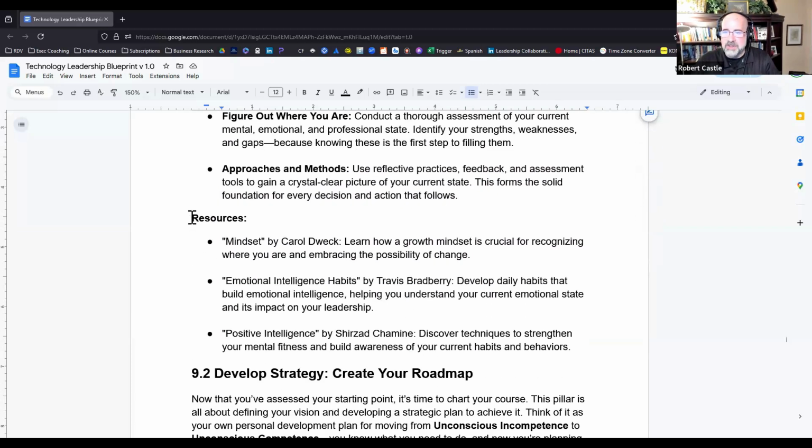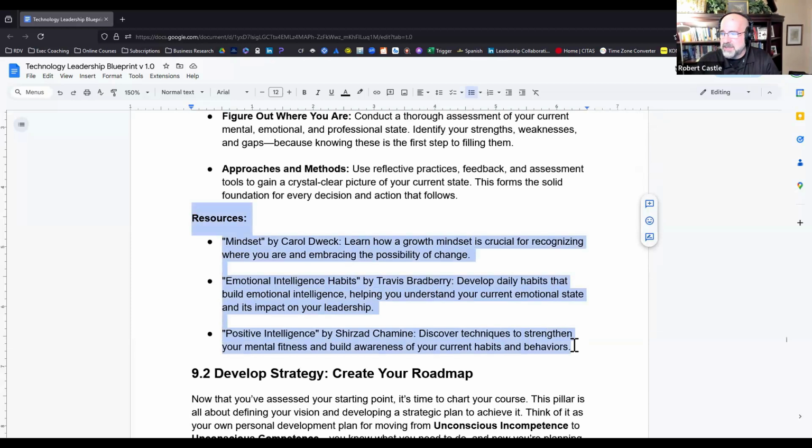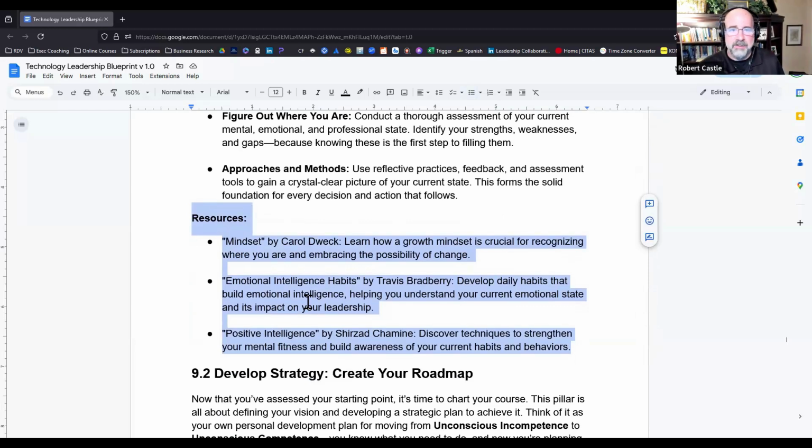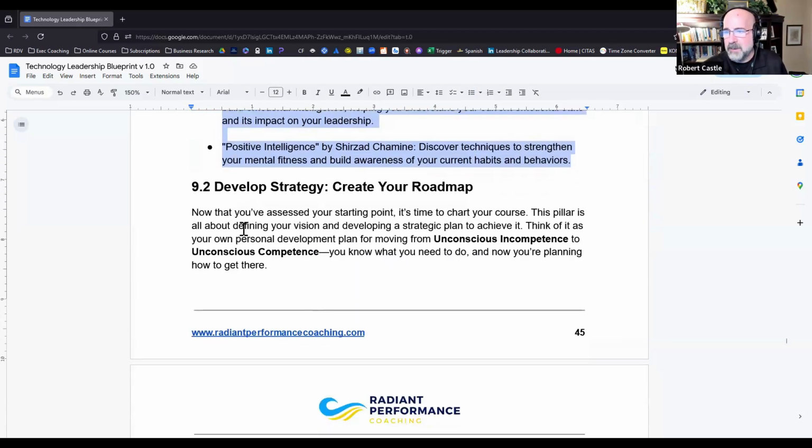There's a number of resources that I recommend in this stage. There's plenty of other ones as well that you can leverage. But for each one of these stages, I do recommend a number of resources that are my favorites.